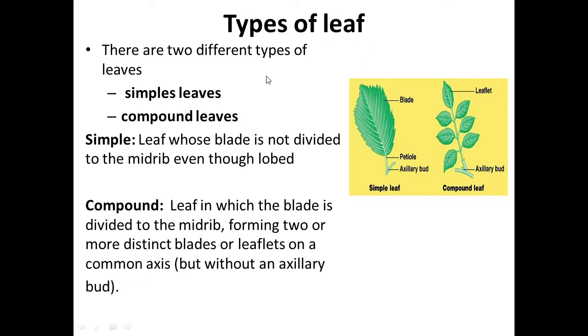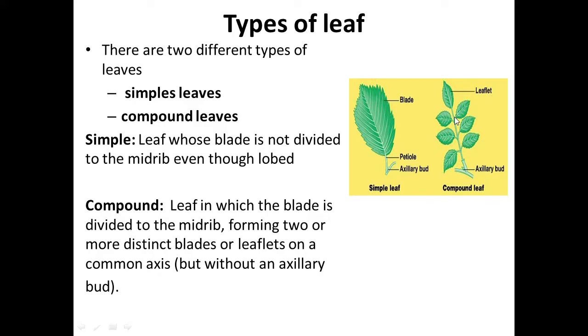Regarding the types of leaf, there are two different types of leaves: simple leaves and compound leaves. Now what is a simple leaf? A leaf whose blade is not divided to the midrib even though lobed. You can see here the leaf margins are serrate, but these cuts do not reach the central midrib. If these cuts do not touch the central midrib, then it is known as a simple leaf. And at the base of every leaf there is an axillary bud.